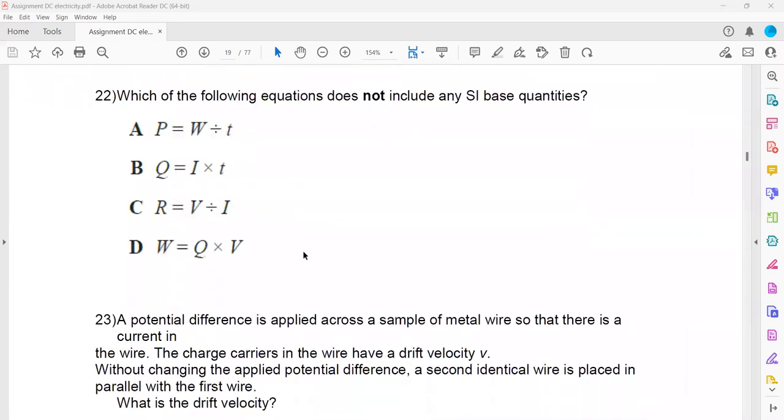Which of the following equations does not include any SI base quantity? So SI base quantities we have: length, time, temperature. This one has an SI base quantity, that is included. This one also. Current is also an SI base quantity, that's included. But in D, you can see there is no SI base quantity included. W is the work done, Q is the charge, and V is the voltage. So D is the right answer.